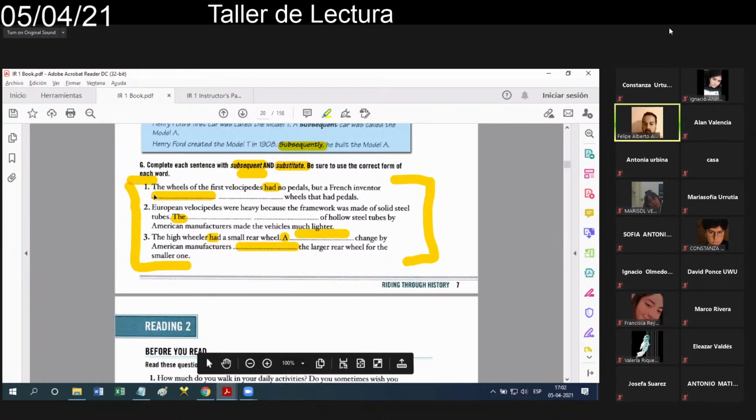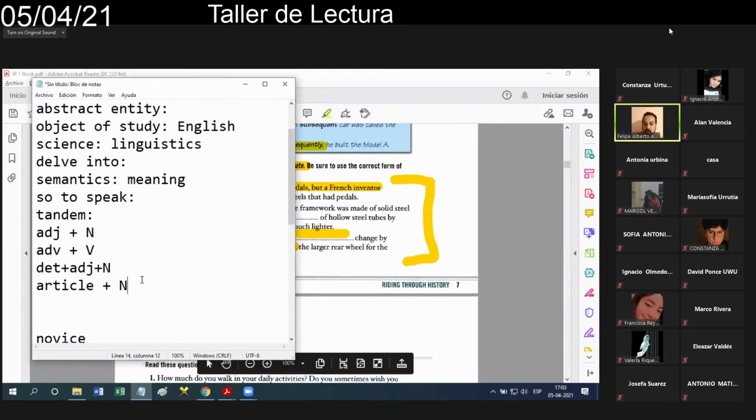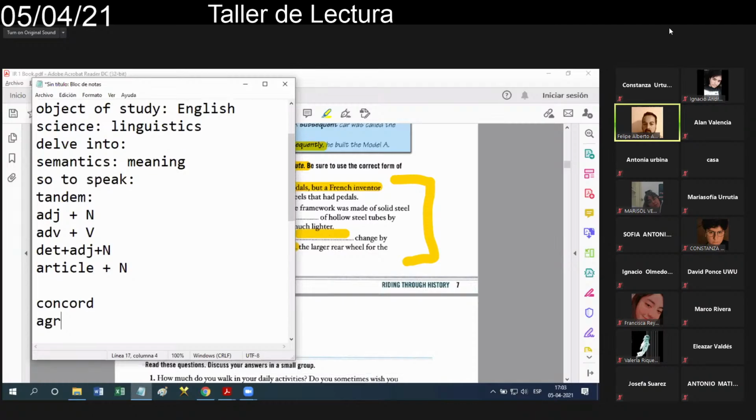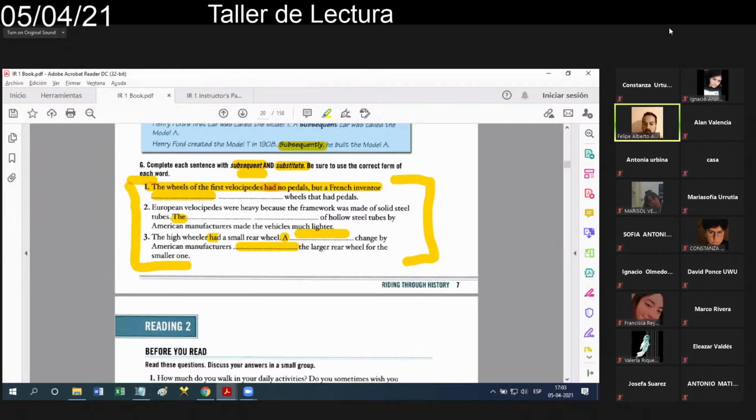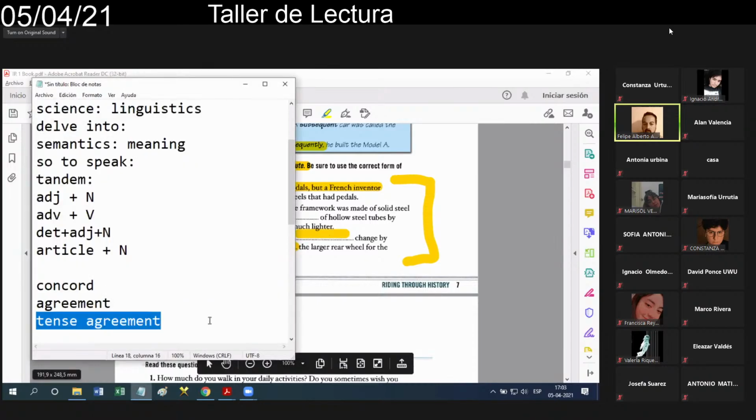One more time. Listen to me. The wheels of the first velocipede had no pedals, but a French inventor subsequently substituted, in past because had is past. And we need a sort of sense. Pero eso no se llama sense, chicos, se llama grammatical concords or agreements, or tense agreements. What is tense agreement? Acuerdo de tiempo. Tense agreement is the concept.